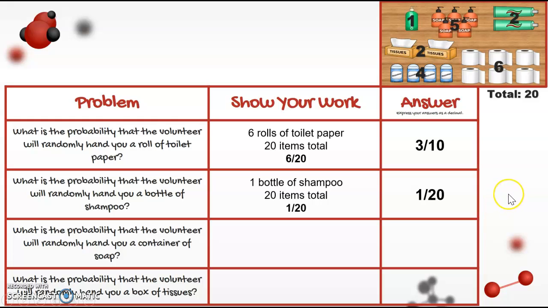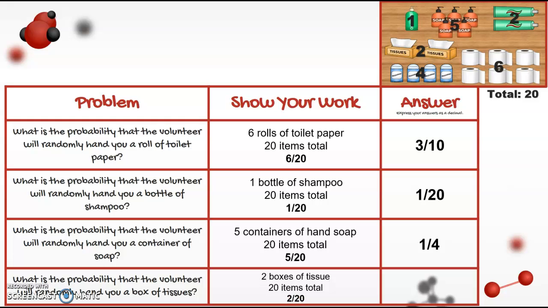What's the probability that the volunteer will randomly hand me a container of soap? I have 5 containers of hand soap, 20 items total. That is 5 out of 20. And that would give me 1/4. 1/4 is 0.25 as a decimal. What's the probability that the volunteer will randomly hand me a box of tissues? I have 2 tissues out of 20 items total. So that would be 2 out of 20. If I reduce that, that's 1 out of 10, or 0.1 as my decimal.